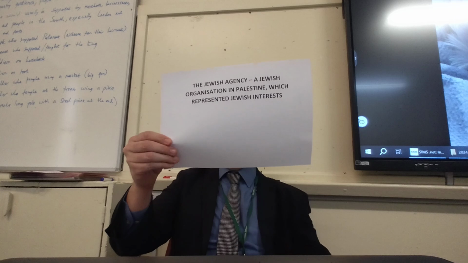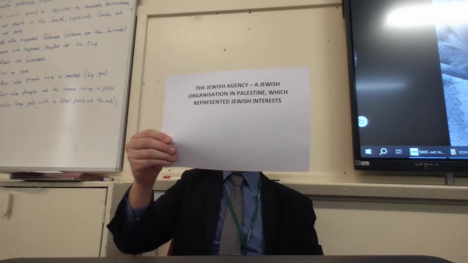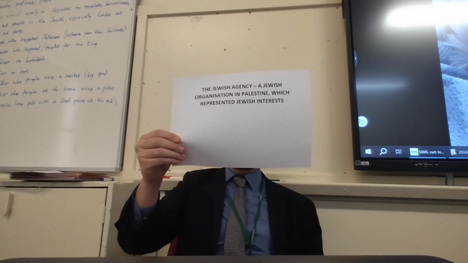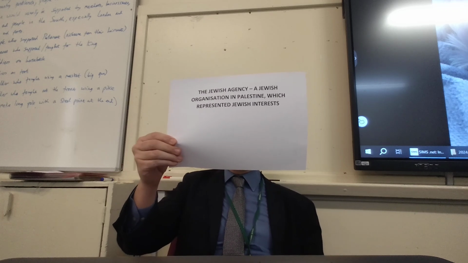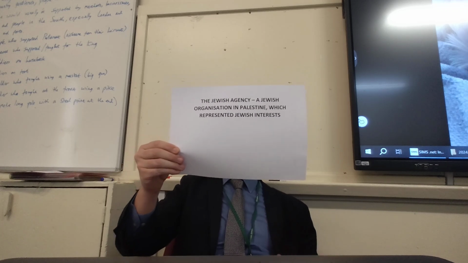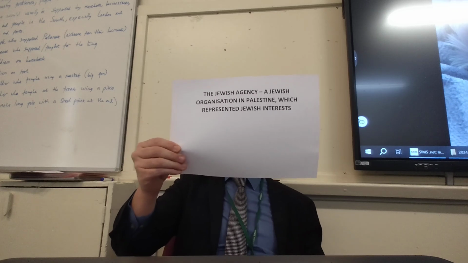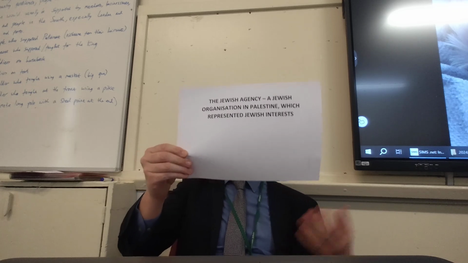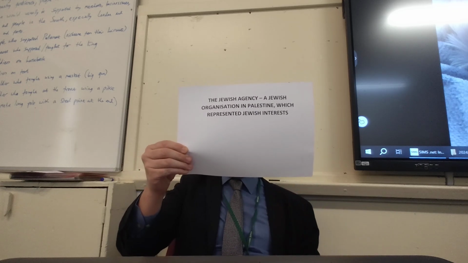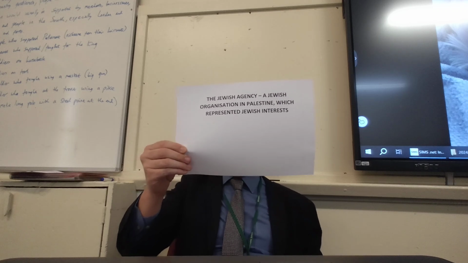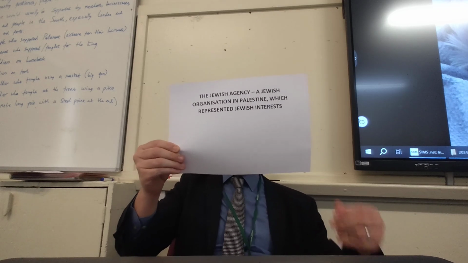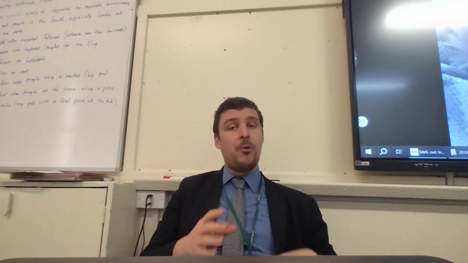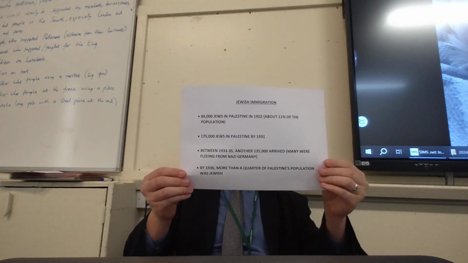To the point where the Jewish Agency, which was, as you can see here, an organisation in Palestine which represented Jewish interests, set up by Jewish people who lived in Palestine, encouraged more immigration of Jews from around the world to Palestine. It also helped them to buy land and organise schools when they arrived, and basically helped them settle in. And all this encouragement led to a massive increase in Jewish immigration.